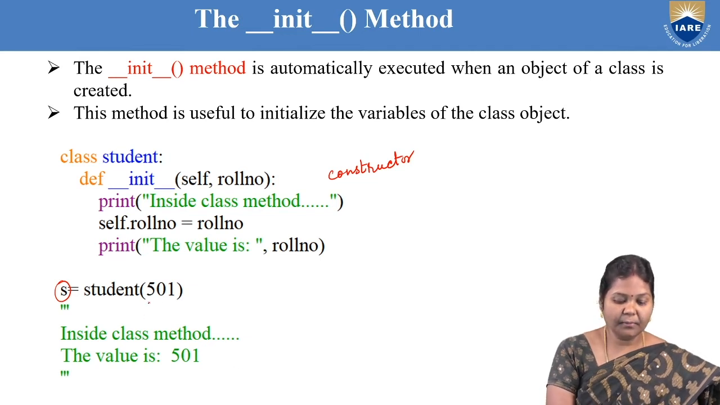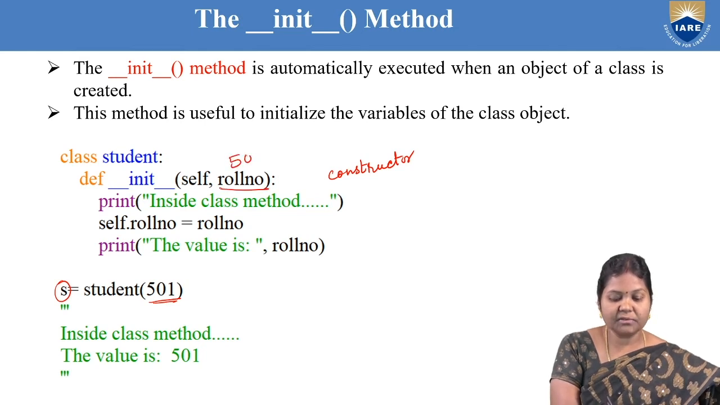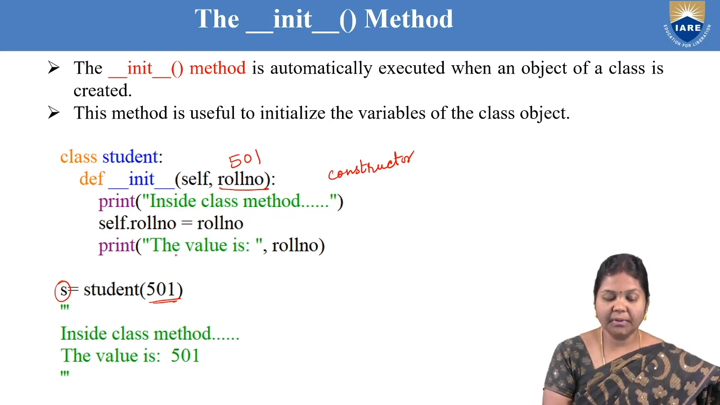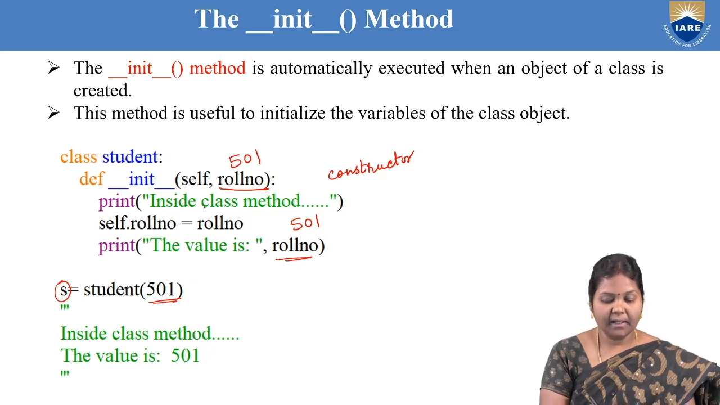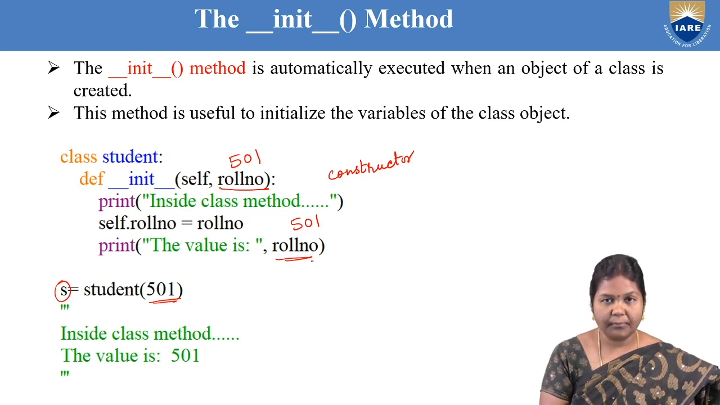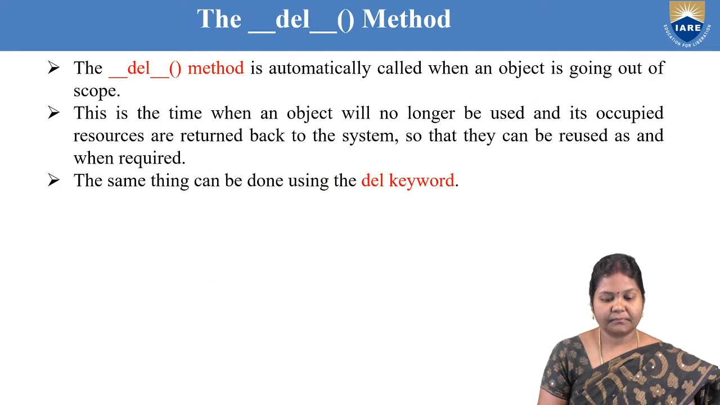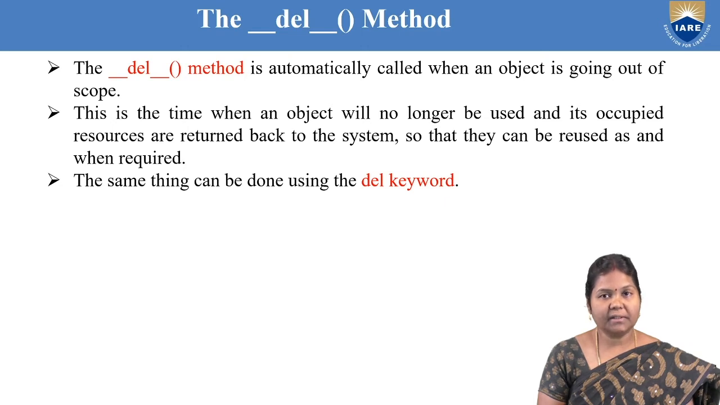Let us see, for the student class, we are passing one argument called roll number. Here the roll number is 501. Then we are doing the binding task, self.roll_number is equal to roll_number, it is stored, and we are printing the value of roll number. So 501 will be printed by this print statement inside the class method. This is the way the init constructor or init method works, and it is the default constructor in Python. Now similar to the init method, there is one more method called the del method in Python.